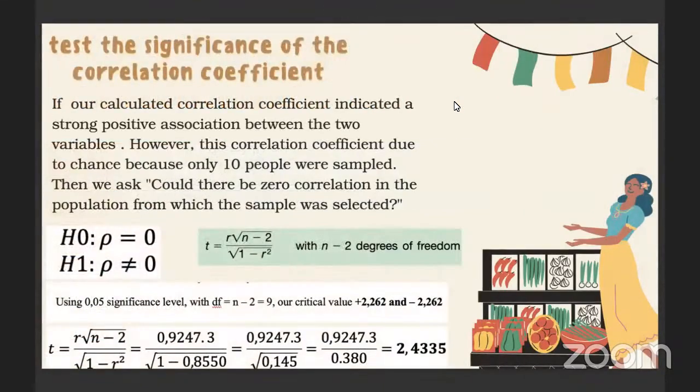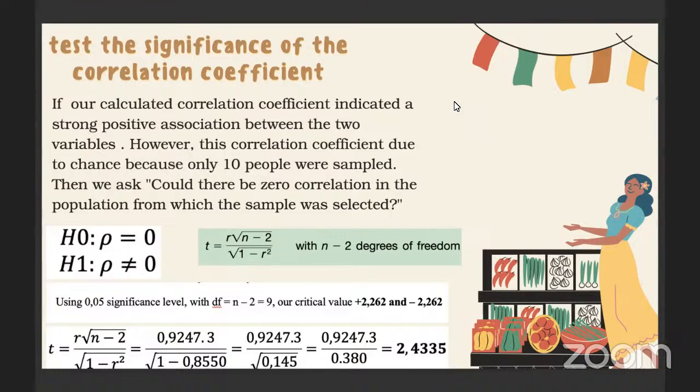Next, we're going to test the significance of the correlation coefficient. We will test whether the correlation in the population is 0 or not. If the correlation is not 0, then it indicates there is a correlation between the total advertising and the total sales.